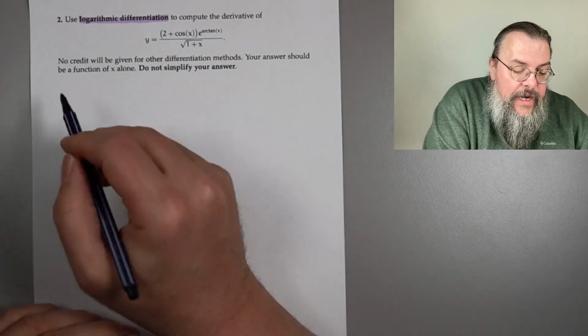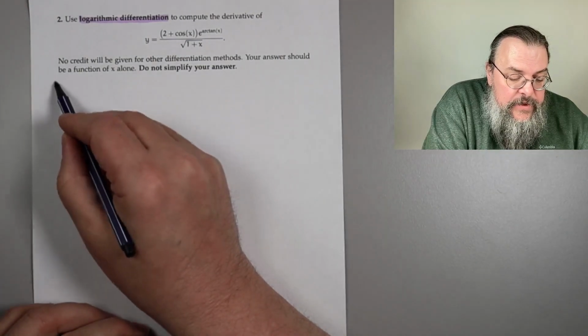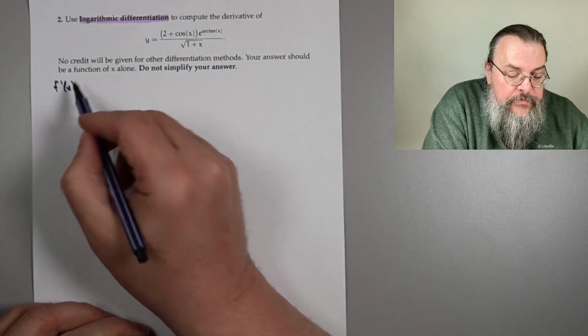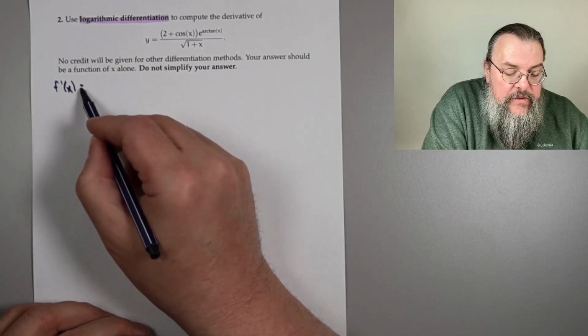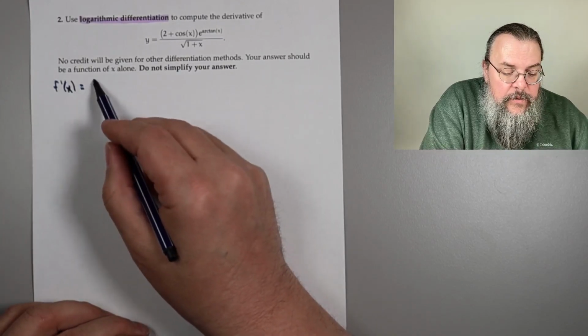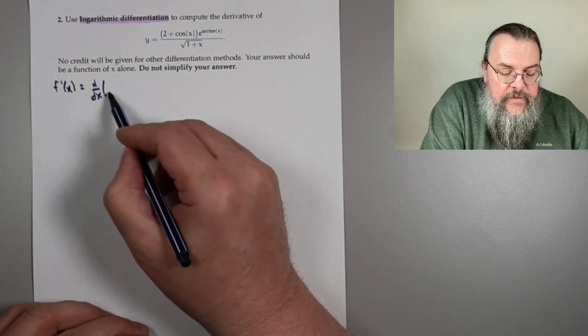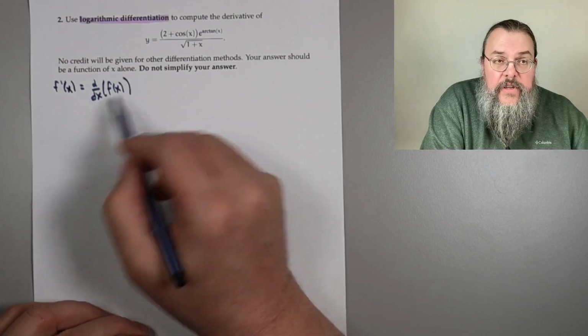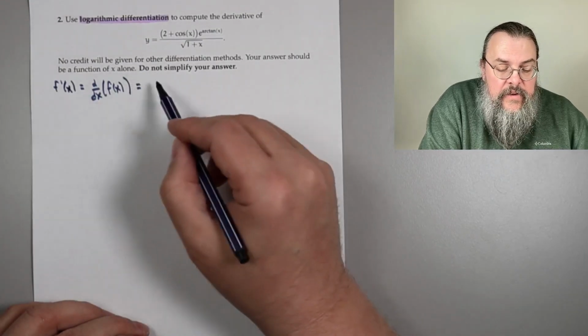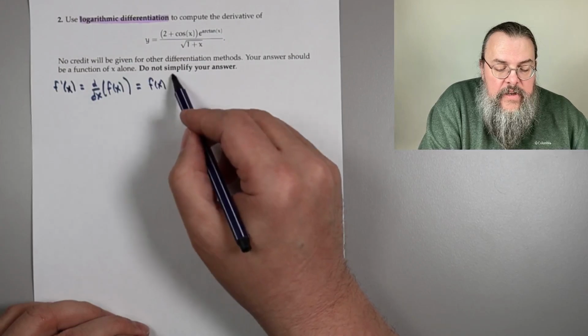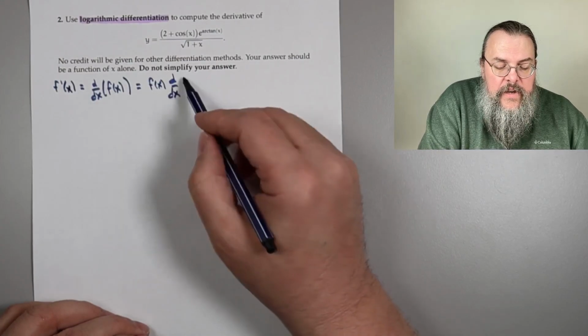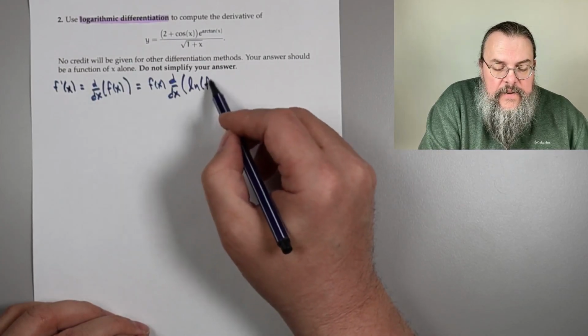So here we go. If I want to find the derivative f prime of x, I claim that this is equal to, okay, so we said this was the derivative of f of x. All right, that's just another way of saying this. This is f of x times the derivative of natural log of f of x.